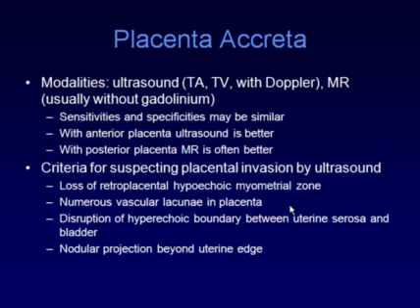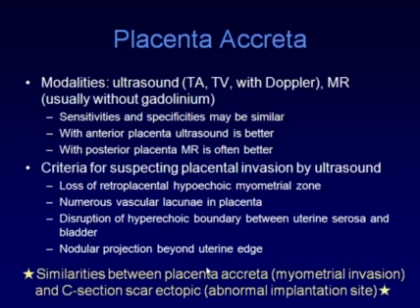Modalities that can be used to make this diagnosis include ultrasound and MR. It's usually done without gadolinium when the patient is pregnant. It's unclear which has better sensitivity and specificity because it is an unusual and, I must say, a difficult diagnosis to make. If the placenta is anterior, ultrasound is better. If the placenta is posterior, MR may be better. The criteria for suspecting placental invasion on ultrasound include loss of the retroplacental hypoechoic myometrial zone, numerous vascular lacunae in the placenta, a disruption of the echogenic boundary, and nodular projections beyond the uterine edge.